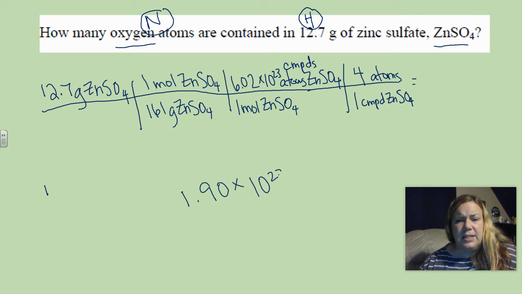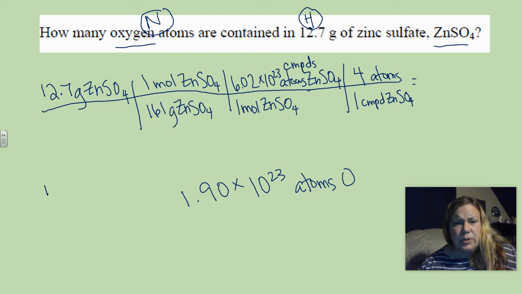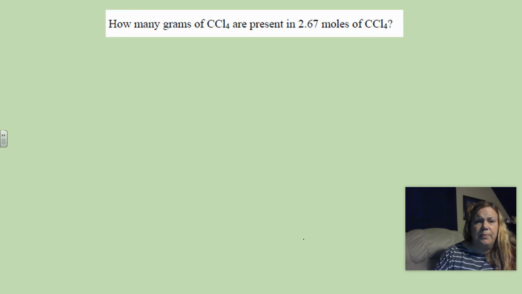Now, why did I keep that 0? Because of sig figs. We have atoms of oxygen. Look at my sig figs: I have 6.02, I have 161, I have 12.7. There's 3 sig figs there. That's why I want to keep my 1.90. Let's take a look at the next problem.